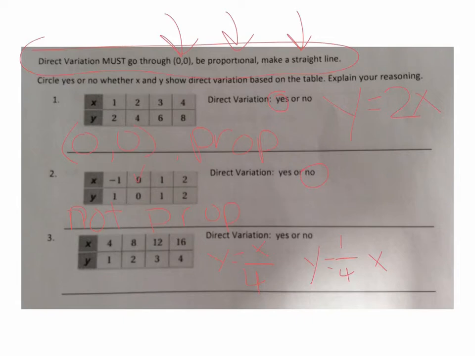So, would it go through 0, 0? Yes, you plug in 0 for x, multiply it by 1/4, you're going to get 0 for y. So, as you can see here for this one, it is proportional because it would go through 0, 0, and it's proportional. Again, for you, I want you to write it out a little bit clearer and more of a complete sentence, but obviously for this video, just trying to save time without a stylus.